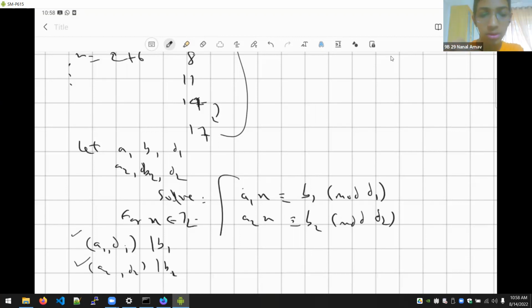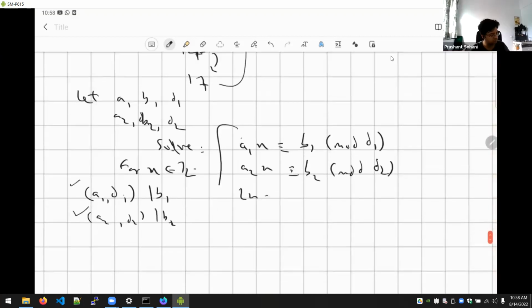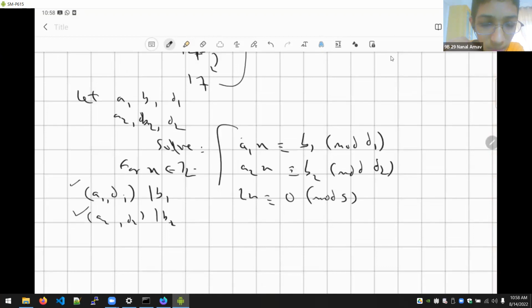Yes, sir, it may happen. Hmm. Why could that happen? Like what could it be? Sir, for example, 2x is congruent to 0 mod 5 and 2x is congruent to 1 mod 5. Yes. Both are individually solvable.